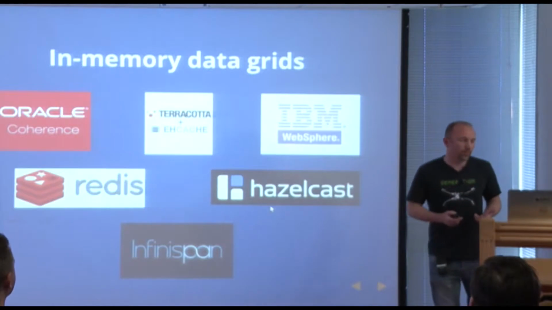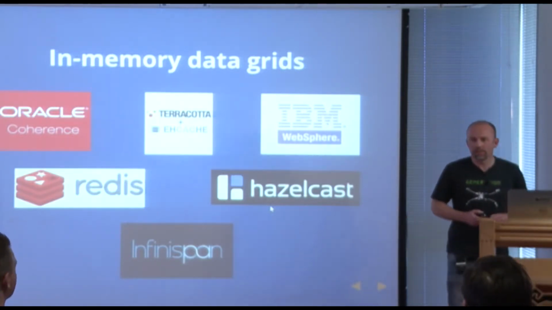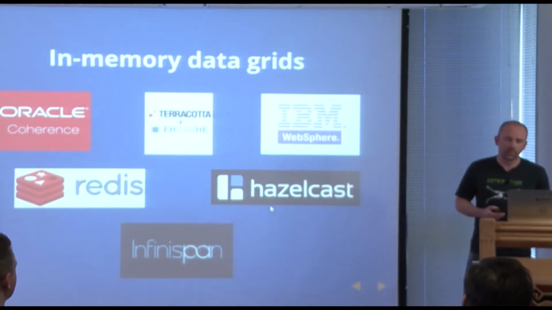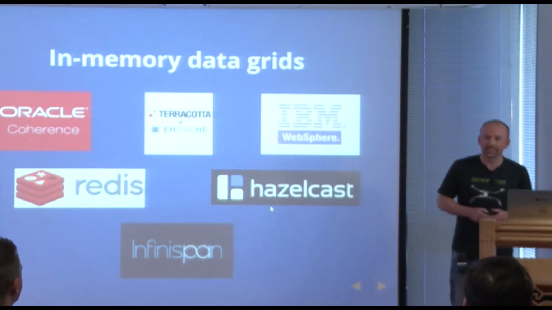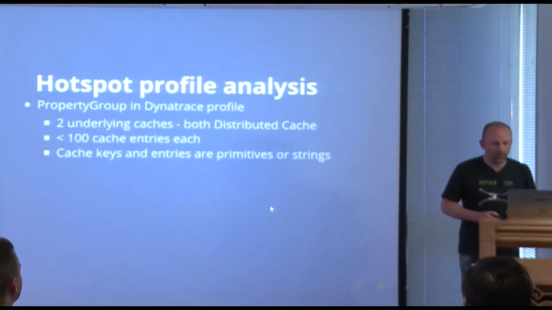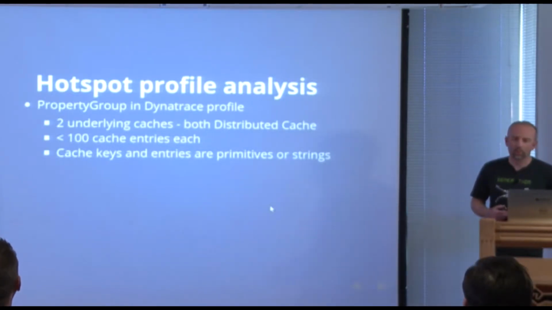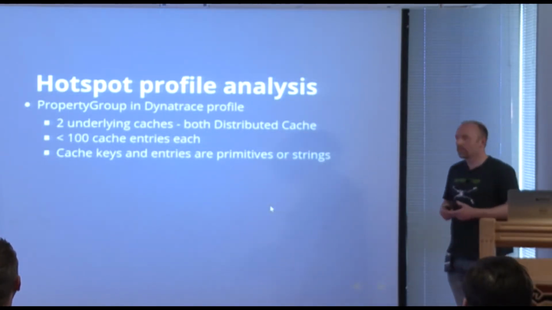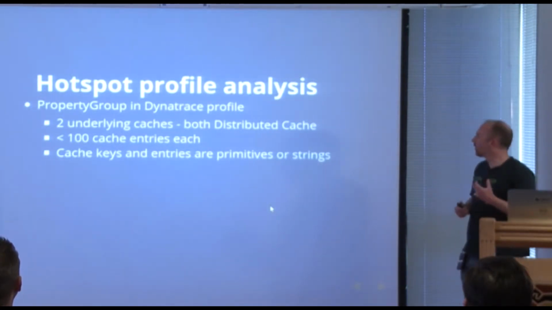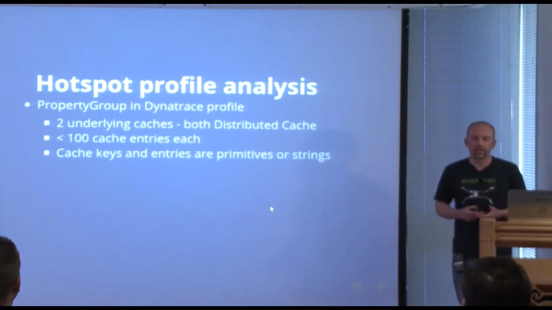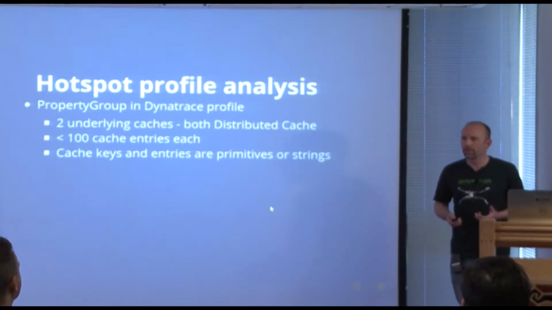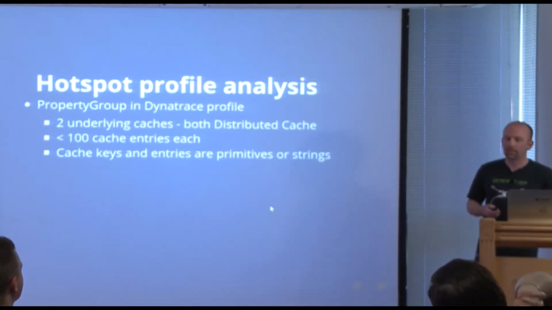So what is Oracle Coherence? Well, it's one of the so-called in-memory data grids. If you've had any experience with any one of those, you have an idea of what it is. But for the purposes of this, let's just say it's a distributed key-value map. It's not quite just that, but let's just say it's that. In the hotspot profile analysis, we saw that there were two underlying caches for that particular method, and they were both distributed caches, and they had less than 100 cache entries each, and the cache entries looked like they were primitives or strings, so no complex objects were stored in the cache.